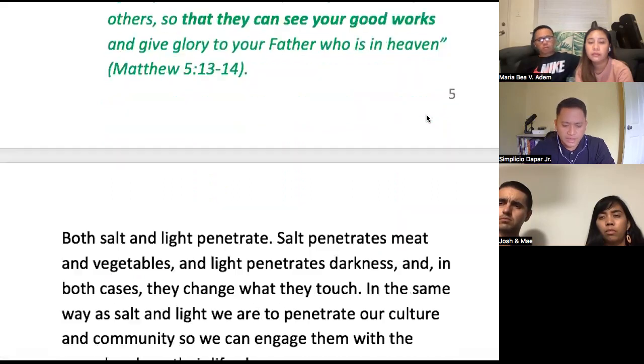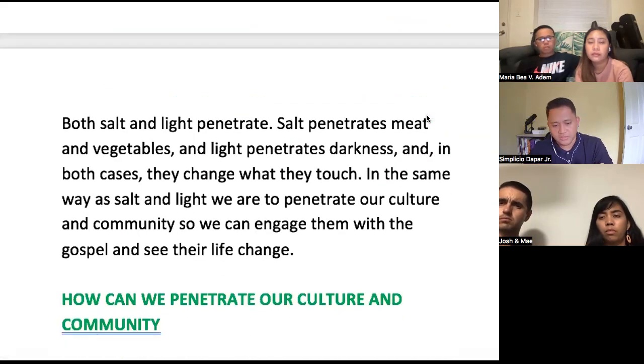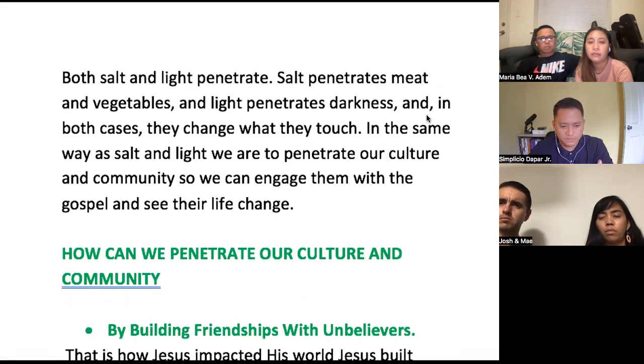Now, salt and light are both penetrating agents. Salt penetrates meat and vegetables. It gives taste, and it preserves them. And light penetrates darkness. In both cases, they change what they touch. And in the same way, as believers, as salt and light of the world, we are to penetrate our culture and community so we can engage them with the gospel and see their lives change.